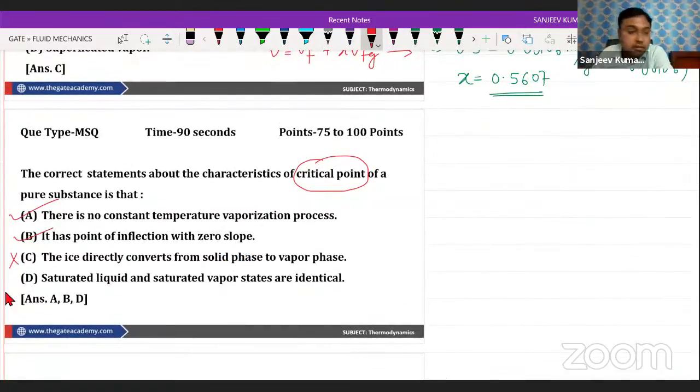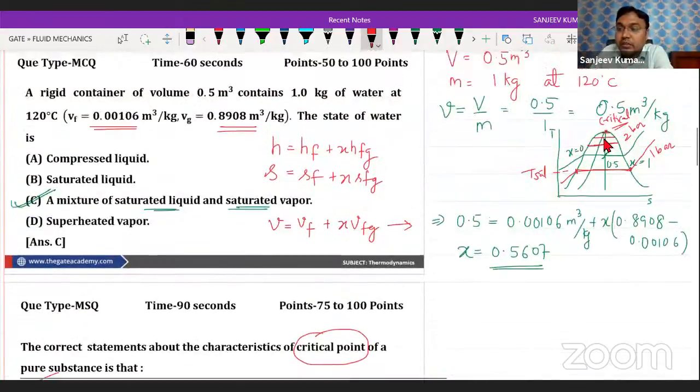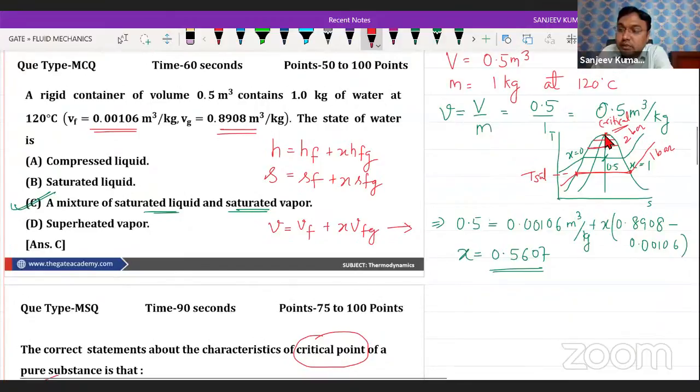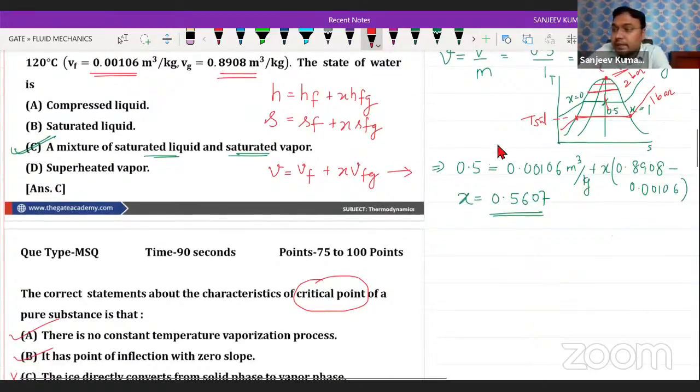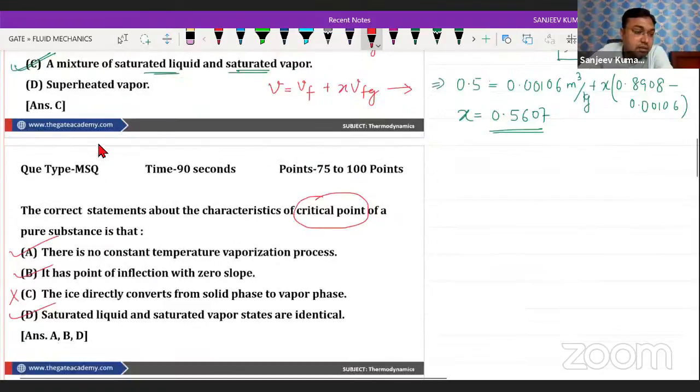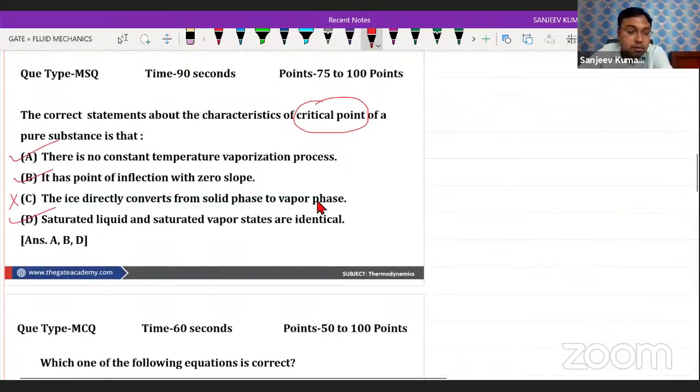And D, saturated liquid and saturated vapor states are identical. So we are having the same point. We are having the same point for the saturated liquid and saturated vapor here. You can see from here only it divides. So at this point, we can say both exist. So A, B, D are the correct answer for this MSQ.